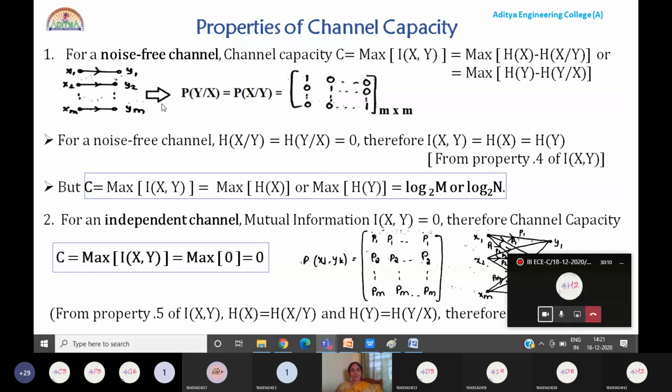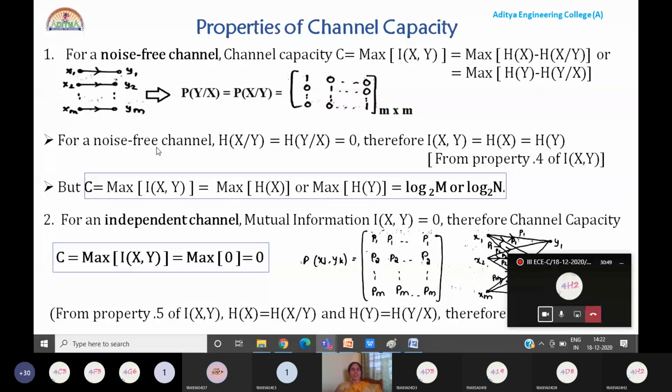So it is a noise free channel whose conditional probability matrix is in the form of a unity diagonal. You can observe that at the x1 y1 location the value is 1 and the others are 0, and in the second row only x2 y2 will exist and all others are 0. Similarly, in the last row only xm ym will exist. So the matrix size is m by m, because it has m elements on the transmitter side and m elements on the receiver side.